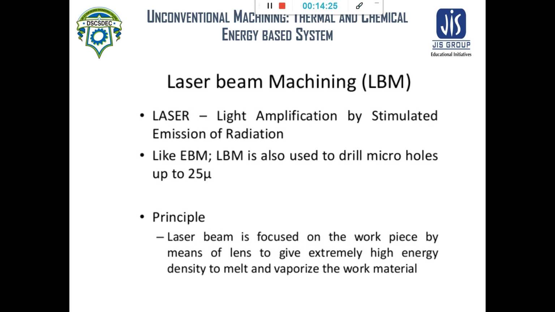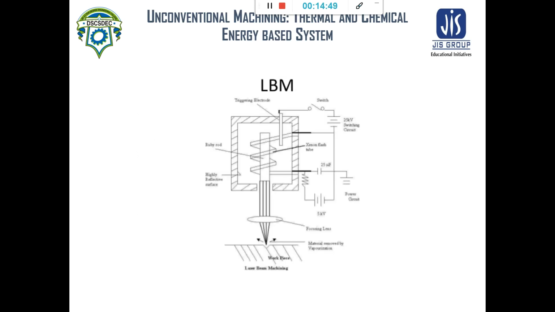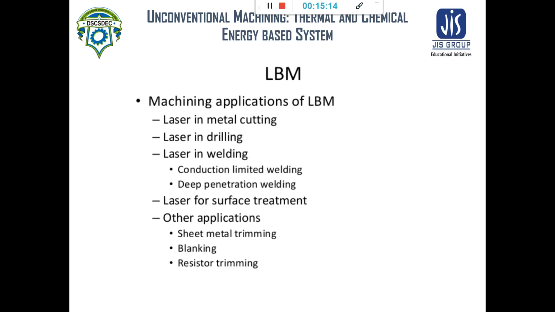This is the principle, and it can also be used to drill micro holes up to 25 micron. This laser beam process won't require any vacuum, because by nature lasers are very high density, monochromatic and directional rays. The lasers come from a resonance cavity and pass through the lens to converge at a point. At that point of convergence, the material is removed in the form of vapor. So this is laser beam machining.